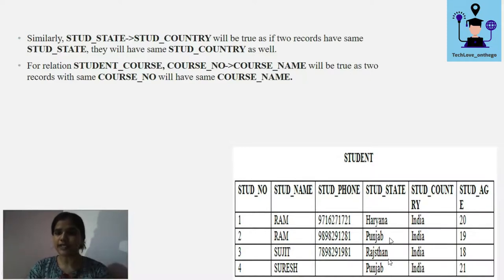The other functional dependency which can hold true for this relation is, as we can see here, if I know the state of the student, I can find out the country of the student. So the other functional dependency is, if you know the state of the student, the state functionally determines the country of the student.